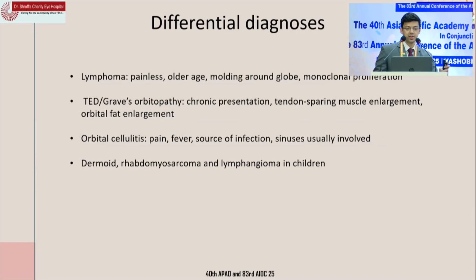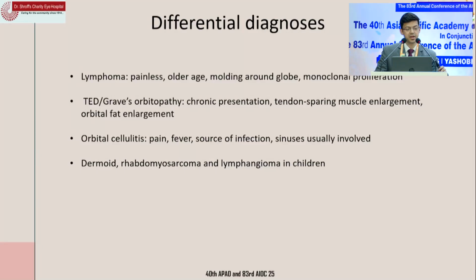So when dealing with the orbital IOIDs, there are some important differential diagnoses that need to be kept in mind. An important one is lymphoma. So clinically, lymphoma is going to be painless, usually presenting in the older age group, and on imaging you will see molding of the swelling around the globe. And when you do histopathology, monoclonal proliferation will be seen.